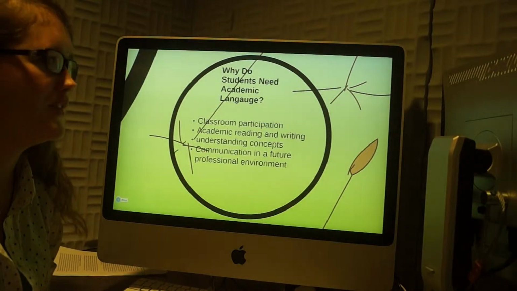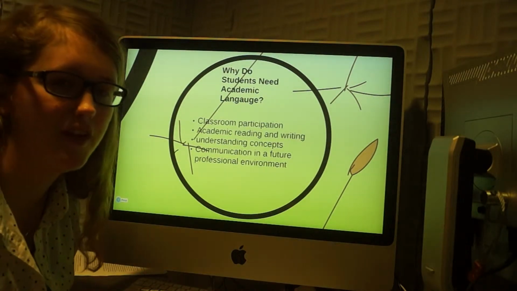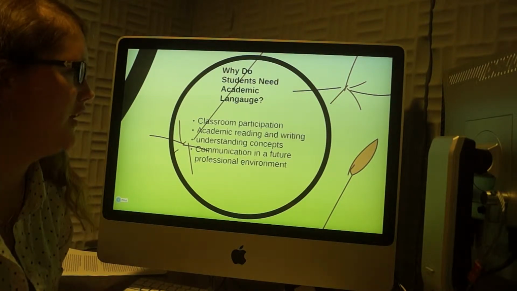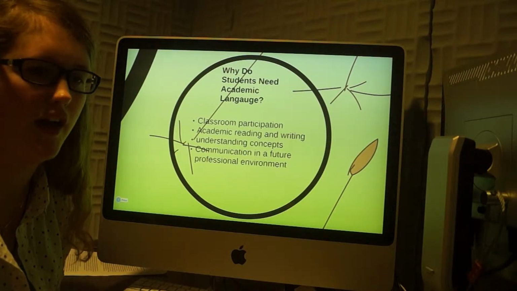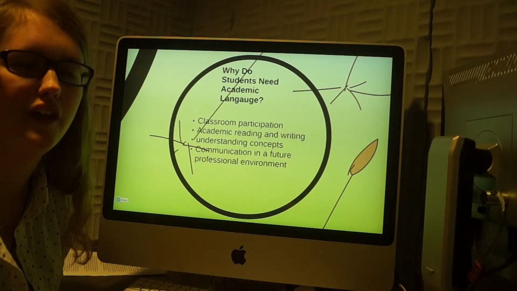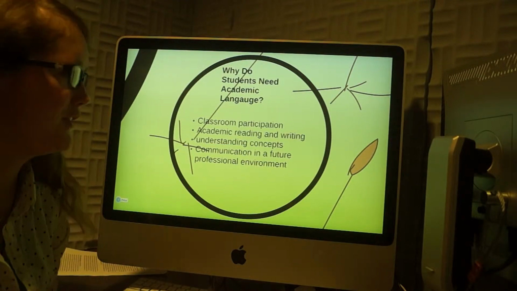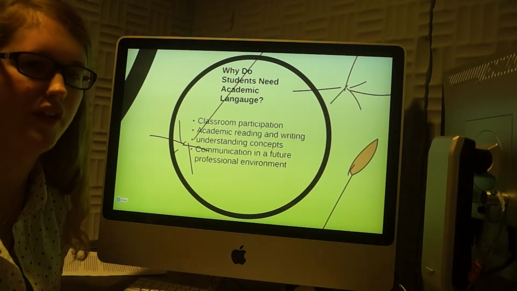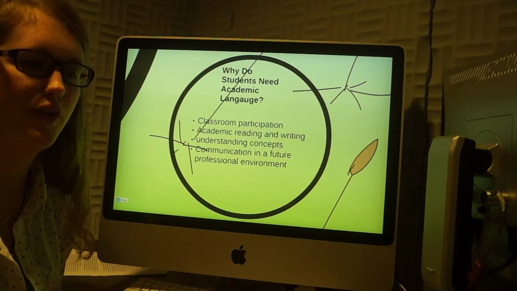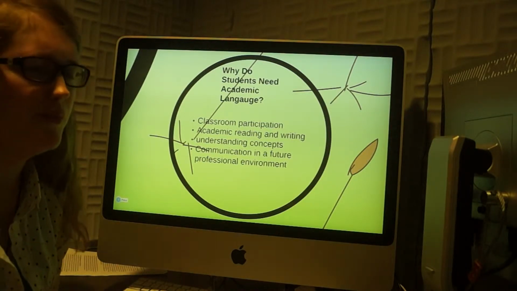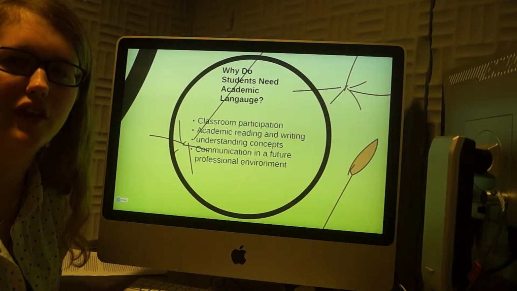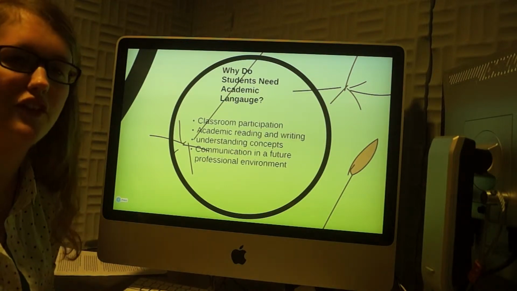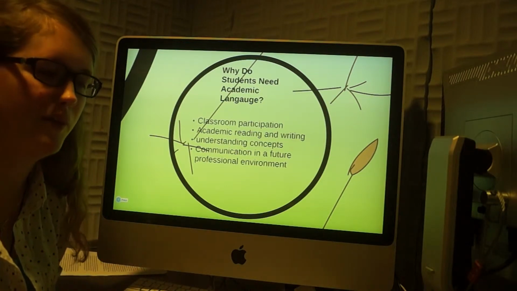So why do students need academic language? A lot for classroom participation and talking about the lesson with their teacher and their peers. The reading and writing, like writing essays. Academic language is seen a lot in textbooks. And understanding concepts. A lot of this academic language has to do with learning the lesson, and their meanings have to do with the concepts that are being taught. Also, just for future professional environments. Like I said, it has a more formal tone to it. So, in work environments, job interviews, these are when more formal academic language comes into play.